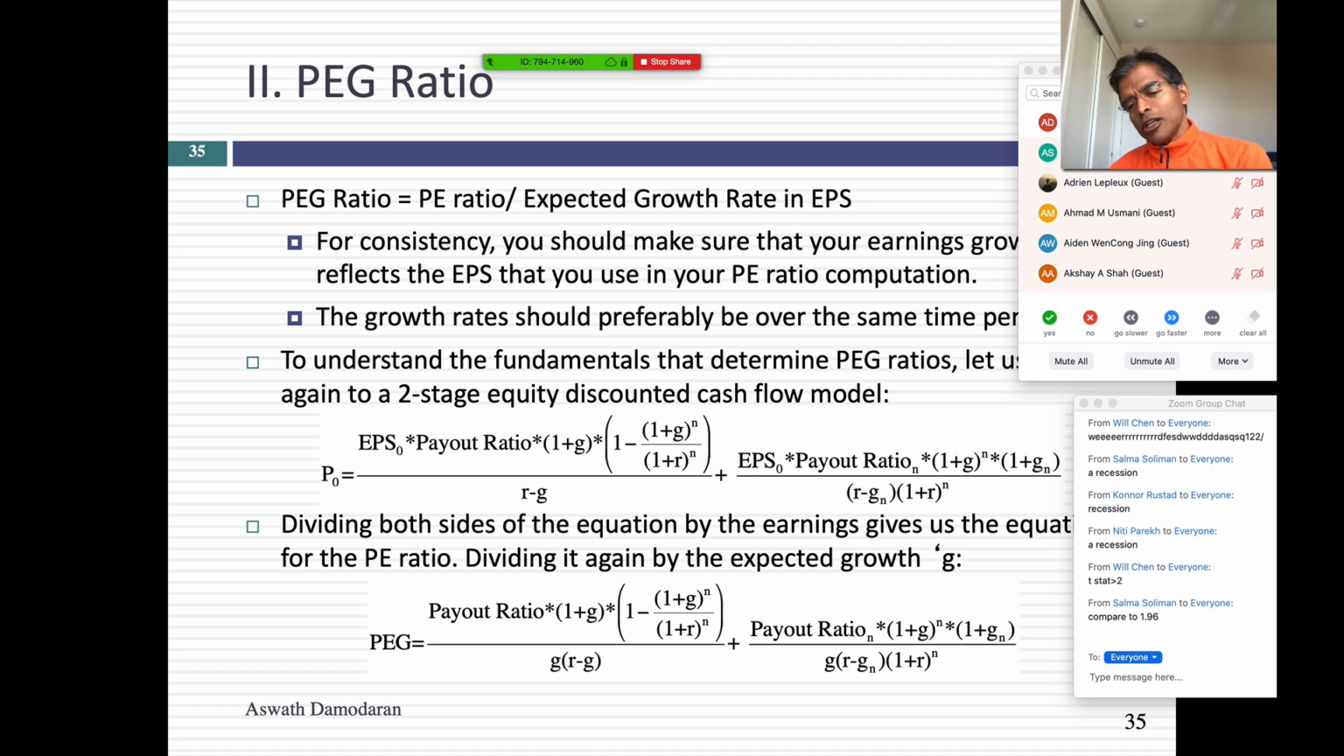So to answer that question, here's what I did. I went back to that two-stage dividend discount model I developed. And remember in the last session, I used it for the PE ratio. And then I did the algebra. I divided both sides by the earnings and then by the growth. I ended up with an equation for the PEG ratio.